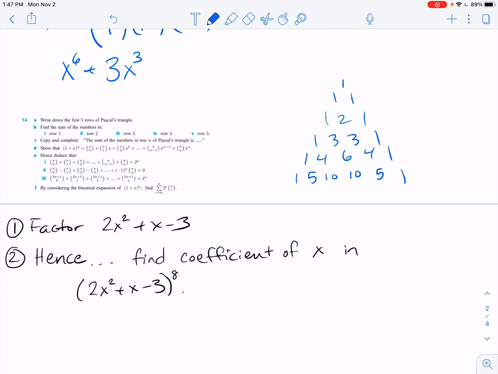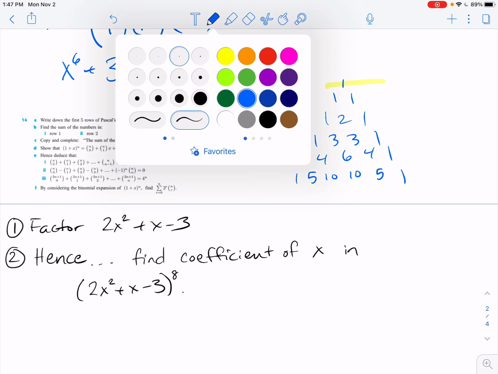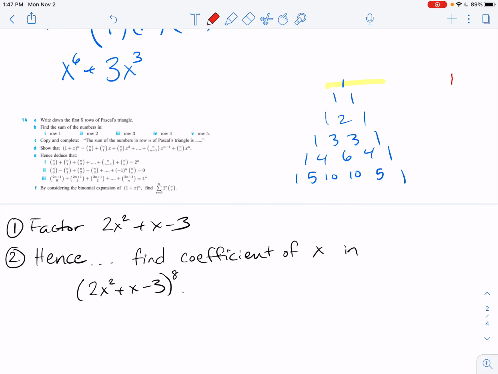The sum of row 1. So if I come this way, it's just going to be 1. You know what? I need a new color. 1. This we kind of talked about. This is 2. This is 4. This is 8. This is 16, 10, 20, 32, and that's 32.